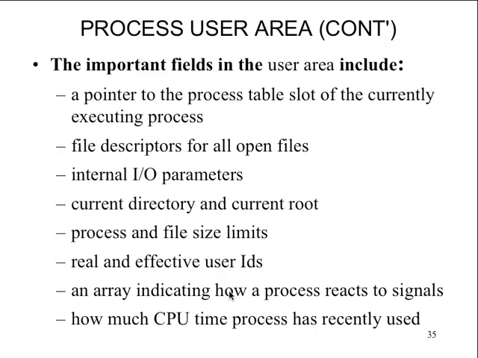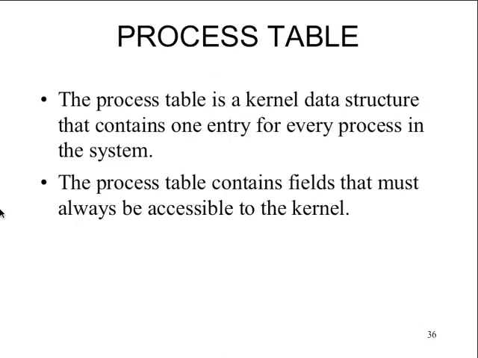The important fields in the user area include the pointer to the process table slot that's currently executing the process, because we have a process table slot. The file descriptors of all of the open files that that process might own. Any internal I/O parameters, current directory, root structure, current root, process file sizes, real and effective user IDs, anything that might be associated with it. And also how much CPU time the process has recently used. Sometimes how much it has left, but maybe it's just whatever the kernel needs.